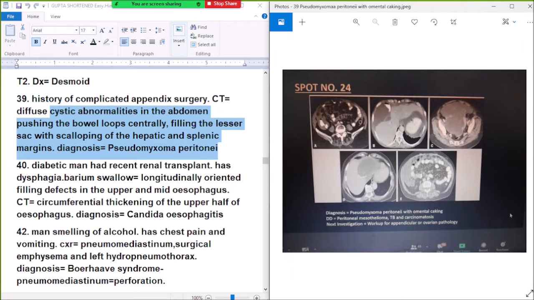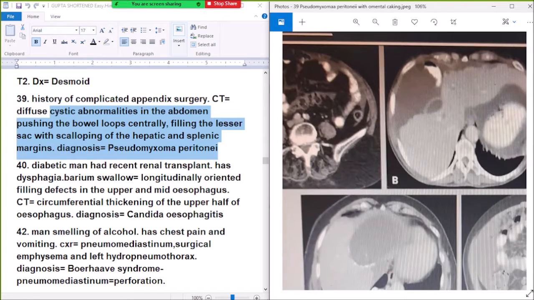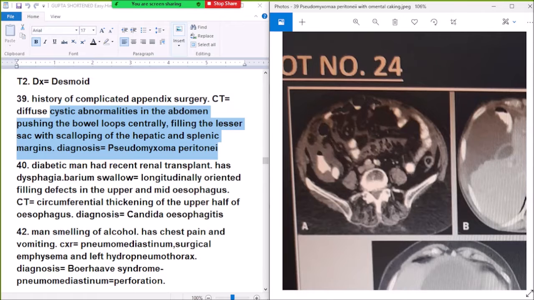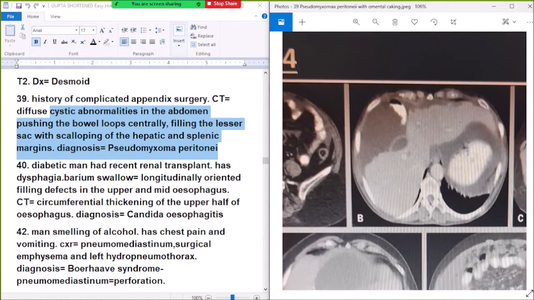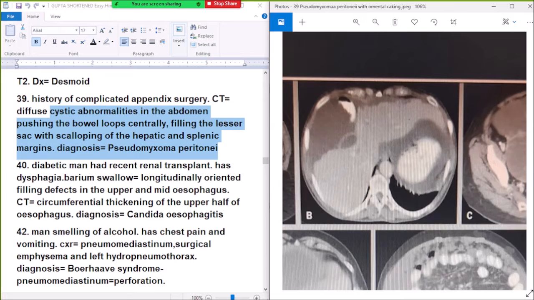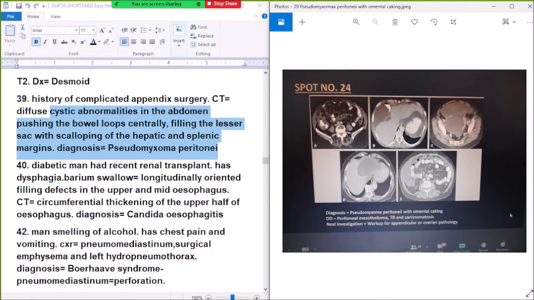Diagnosis: pseudomyxoma peritonei. Now again, CT scan shows cystic abnormalities in the abdomen pushing the bowel loops centrally, and then scalloping of the liver and spleen margins. Diagnosis: pseudomyxoma peritonei, with omental caking.